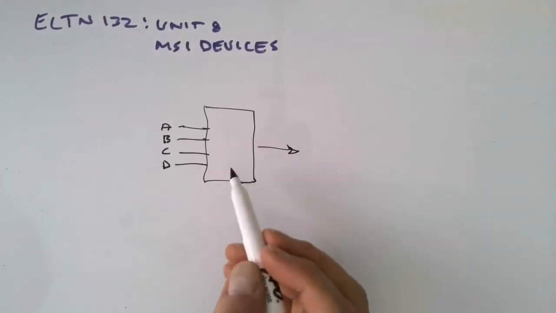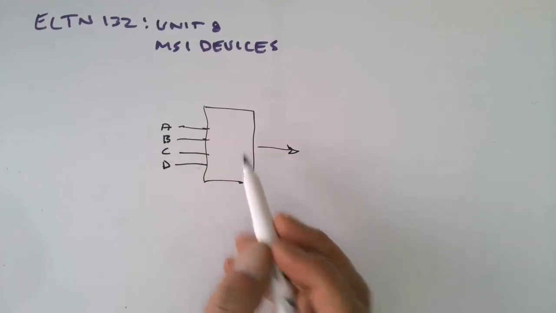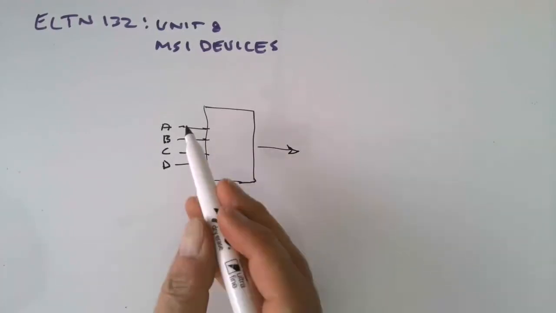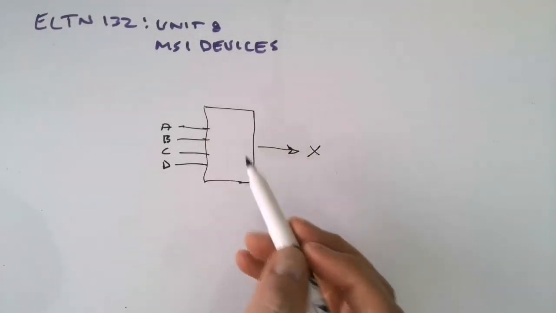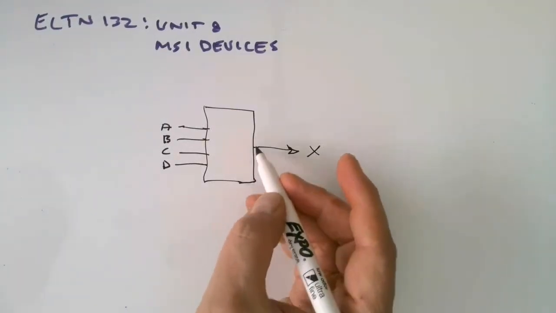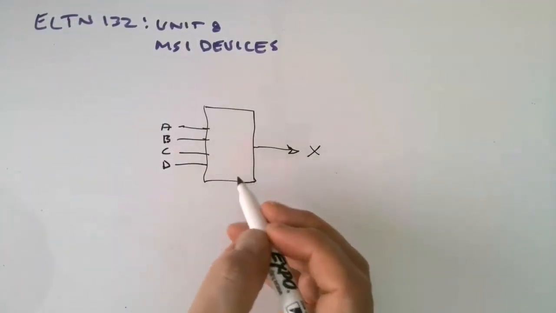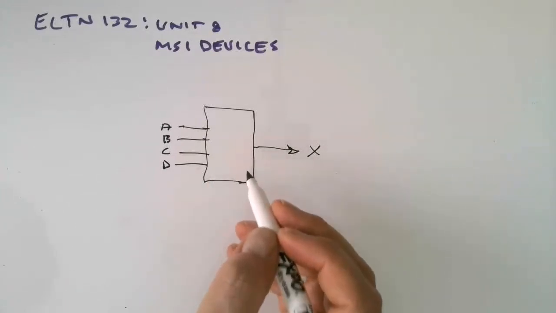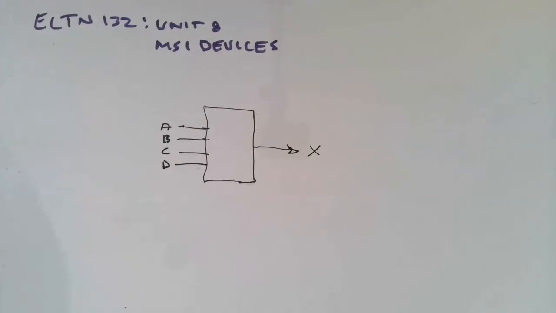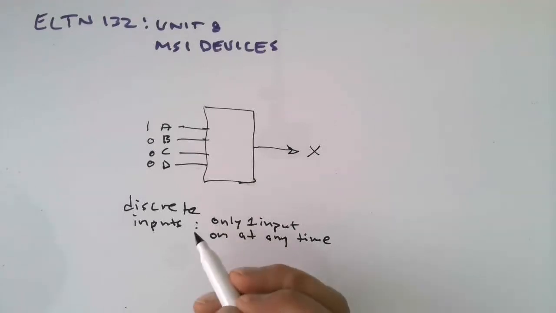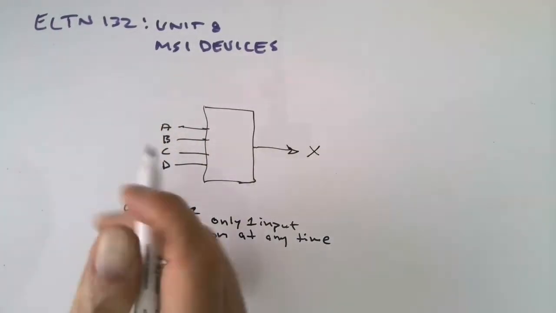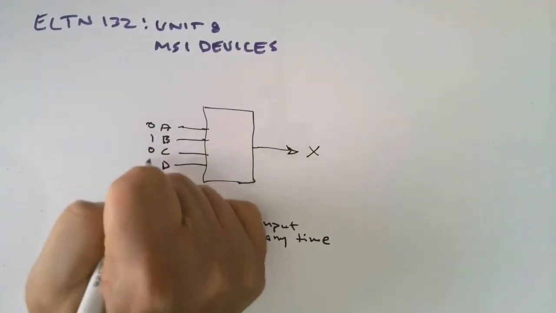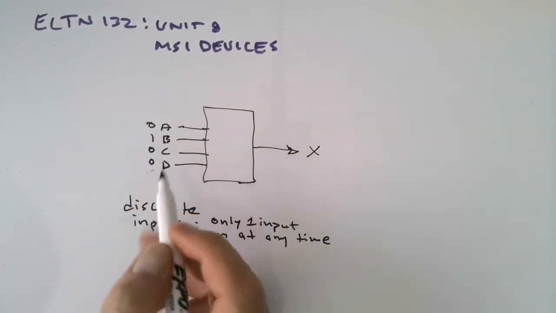So let's say, for example, we have some kind of logic device, an MSI device, and there are four inputs here. We'll call them A, B, C, and D, and the output is X. Now remember, this isn't just like an AND gate or an OR gate where you only have a simple circuit. There are lots of different devices inside here. So we're going to look at these two different types of inputs, and we'll start with discrete. For discrete inputs, it means there's only one input on at any time. So for example, A could be on, or B might be on, or C, only one at a time.